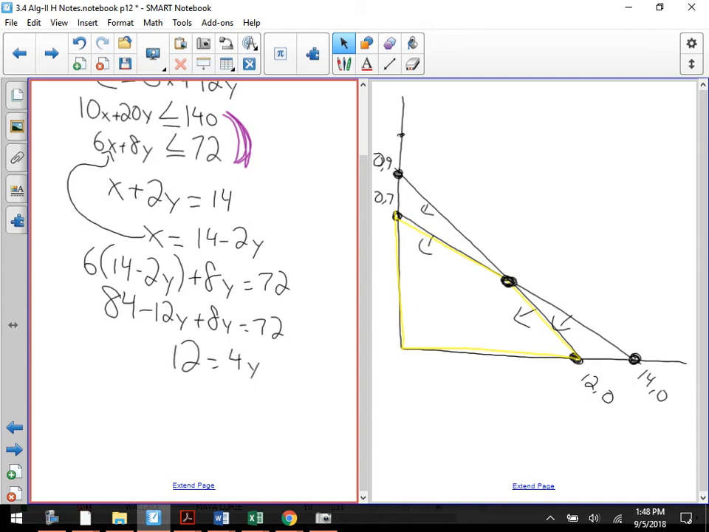What's y? If y is 3, very good. You just substitute back into what you did. You have an ordered pair now where those two intersect, at 8 and 3.